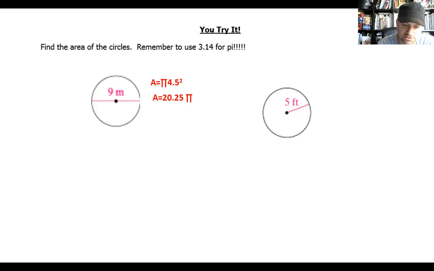Okay. All right, the next example, we have a radius of 5, so we don't have to do anything because the formula, again, for area is radius squared times pi. So we have 5 squared times pi, and that gives us 78.53, so we're going to round up to 79 in this case. Okay, so that's how you do these problems.